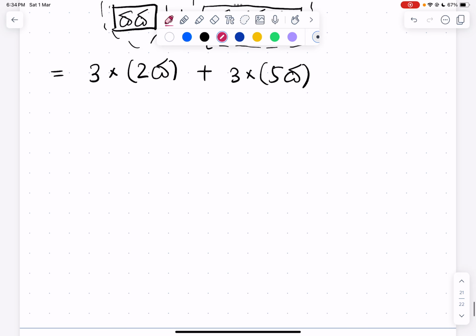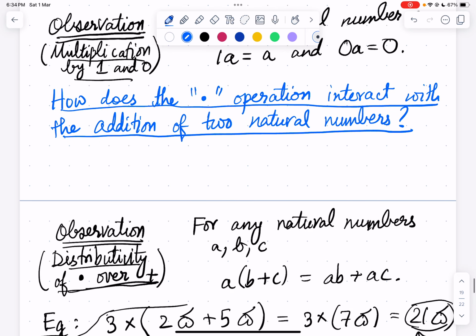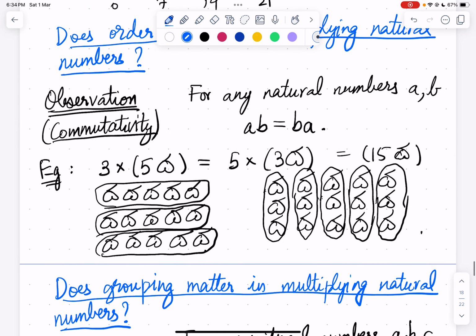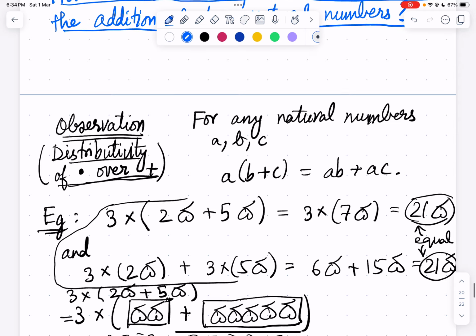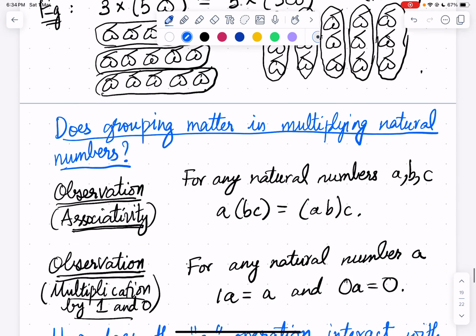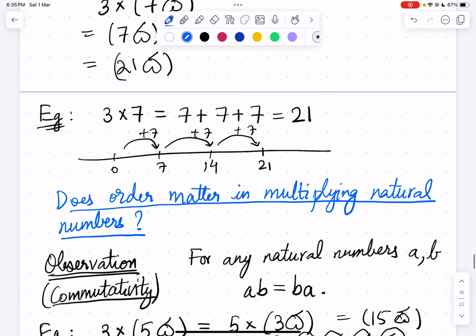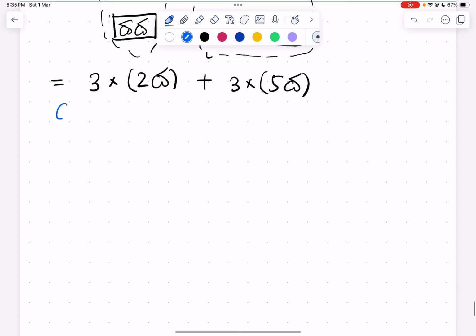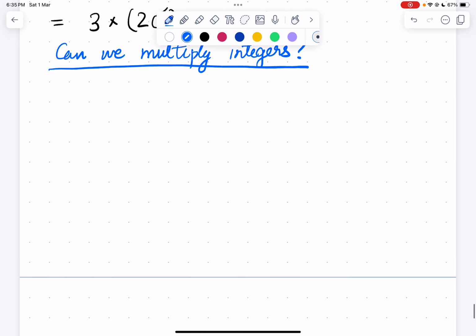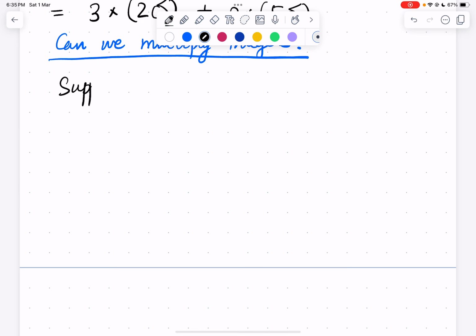Okay, so these are the basic properties of multiplication. Order doesn't matter, grouping doesn't matter, and multiplication distributes over addition. So this is for multiplication of natural numbers. Now we still have our original question, can we multiply integers? We haven't answered that yet. Can we multiply integers? Okay, so suppose we define multiplication of integers.